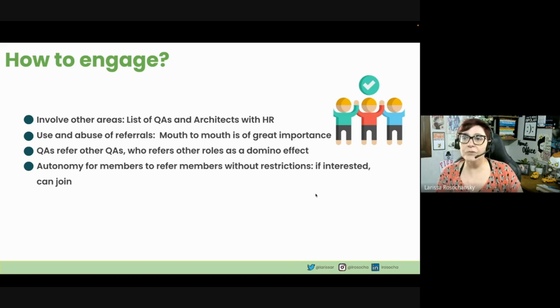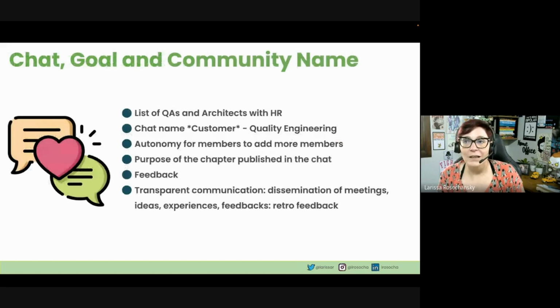As part of the strategic squad, that we started to have to see what could be done, there was an architect as well, and also the autonomy for members to refer members, so everyone could enjoy. So I invited everyone from that initial list of QAs and architects from HR, and I put the name of the community, customer quality engineering. It was not that catchy, but that's what we had at the moment.